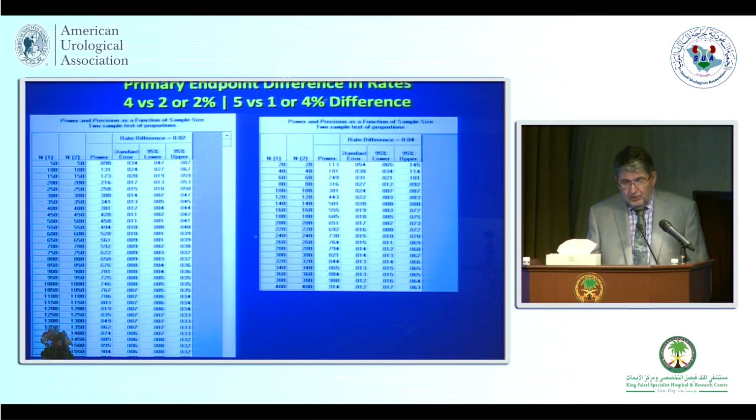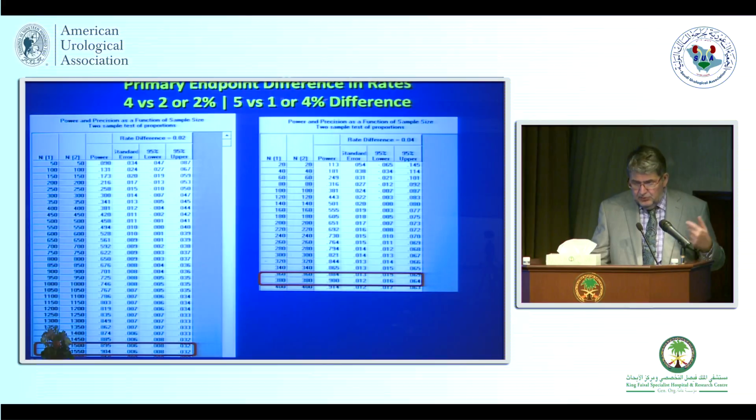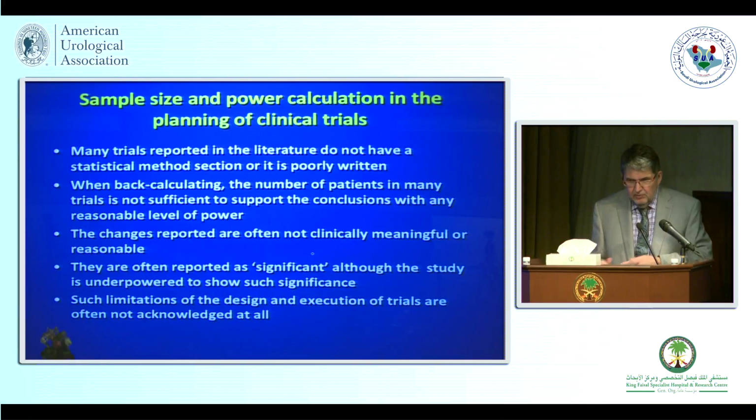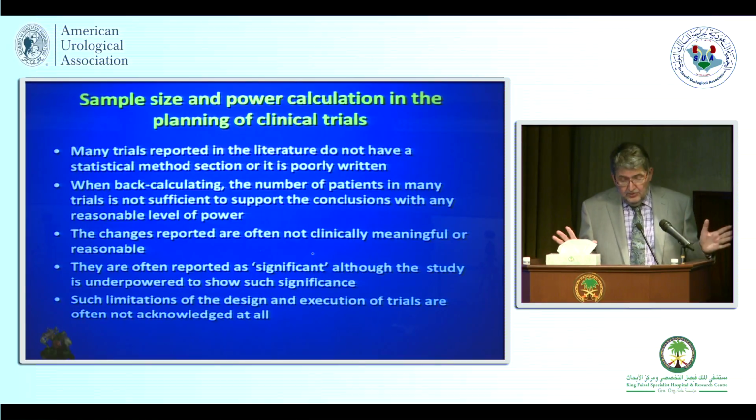This is a very important table to look at. And you can do this for anything. You can do it for categories, you can do it for percent changes, and anything you want to mention. So many trials reported in our literature and in other literatures do not have a statistical method that is well worked out. And when you back calculate, the numbers are insufficient, and the changes reported are sometimes not meaningful or reasonable, and sometimes they are reported as significant because they got a quote p-value, but it turns out the number of patients is not high enough so that they cannot claim that with an adequate power.